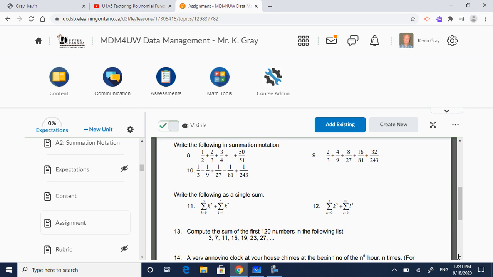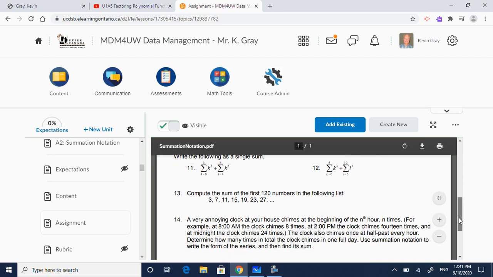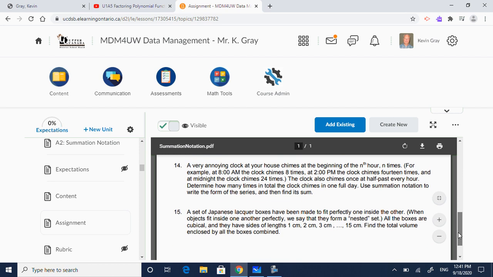Then 13, 14, and 15 are word problems that look at how you can represent that as a sum using sigma. They're pretty interesting. I don't think they're too bad. By the time you get to them, you will have a pretty good idea of how to work with sigma notation and summations. Just understand that when it says use summation notation or find totals, it represents sigma notation.